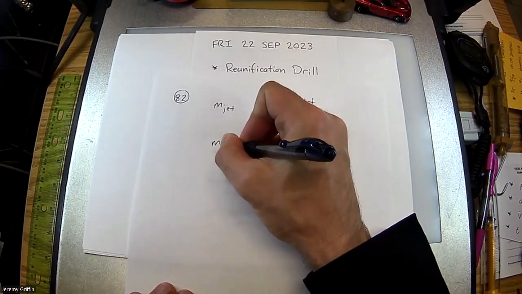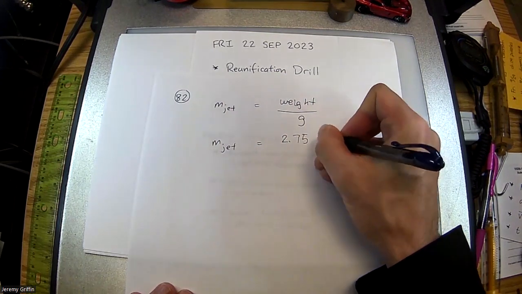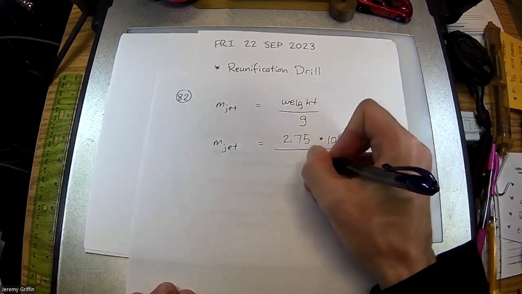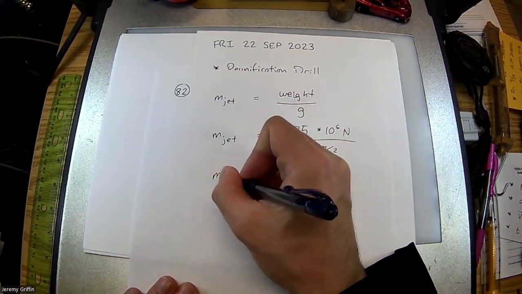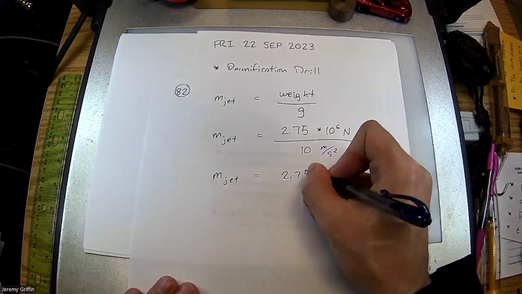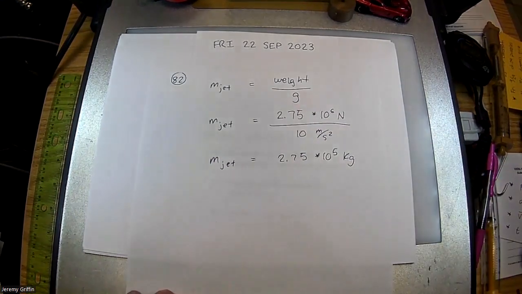So the mass of the jet, let's pop in some numbers. They told us the weight was 2.75 times 10 to the 6 newtons. Earth gravity, I'll just round it to 10 meters per second squared like I usually do, which then the mass of the jet, don't even need a calculator, right? 2.75 times 10 to the 5th, and that's kilograms. Okay, great. We know the mass of the jet.